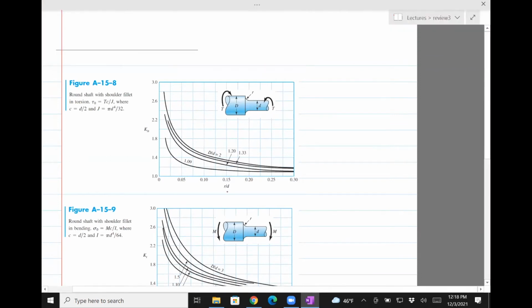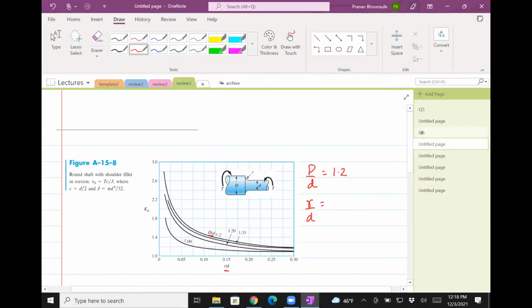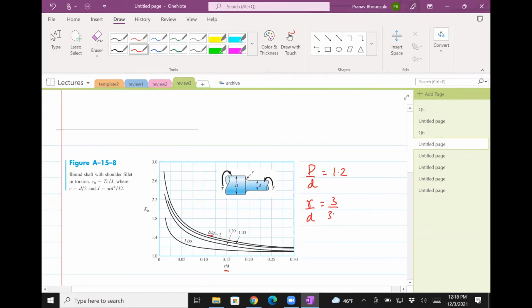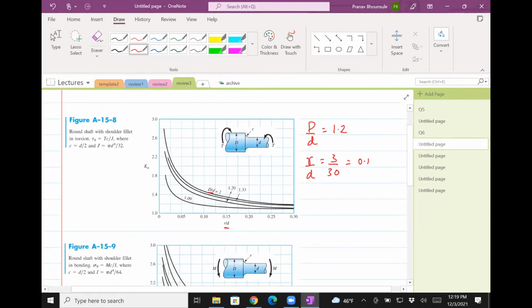For this, we need to know a few ratios. We need to know r divided by d and capital D divided by d. So capital D divided by d is given to us, 1.2. r divided by d is going to be r, which is, let's go back, r is 3, d is 30, and by the way, D divided by d is 1.2. So 3 divided by 30, which is 0.1.